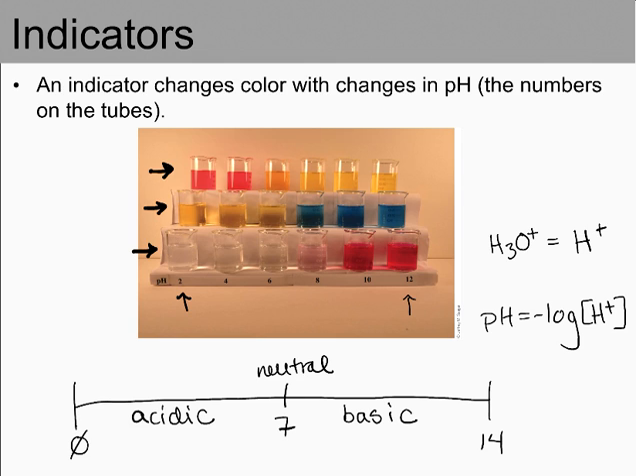So the indicator on the very top row, that is pink in acidic solutions and kind of yellow in basic solutions. And then the indicator in the middle is yellow in acidic conditions and blue in basic conditions. And then in the last row, this indicator is clear in acidic solutions and pink kind of around neutral solutions, and then it turns red in basic solutions. So these are different indicators that we could use to detect if something is acidic or basic.